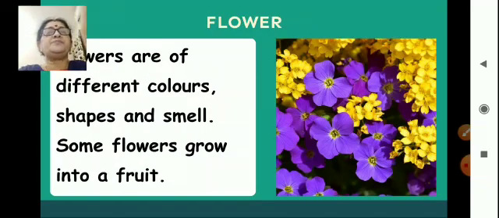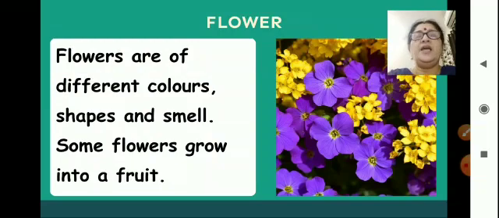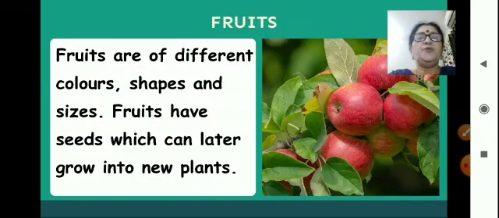Flowers. Flowers are of different colors, shapes and smell. Some flowers grow into a fruit. Fruits. Fruits are of different colors, shapes and sizes. Fruits have seeds which can later grow into new plants.